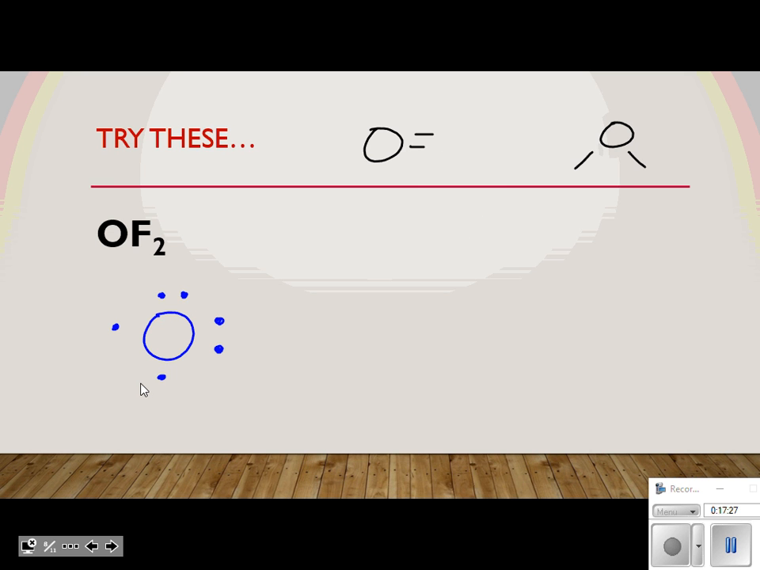Is it going to double bond or have 2 singles? 2 singles, because we know fluorine only wants to do what? Single, right? Fluorine's a halogen, it only wants to single. So I'm going to put a fluorine here, because that's where I have a bonding site open. And I'm going to put a fluorine here.